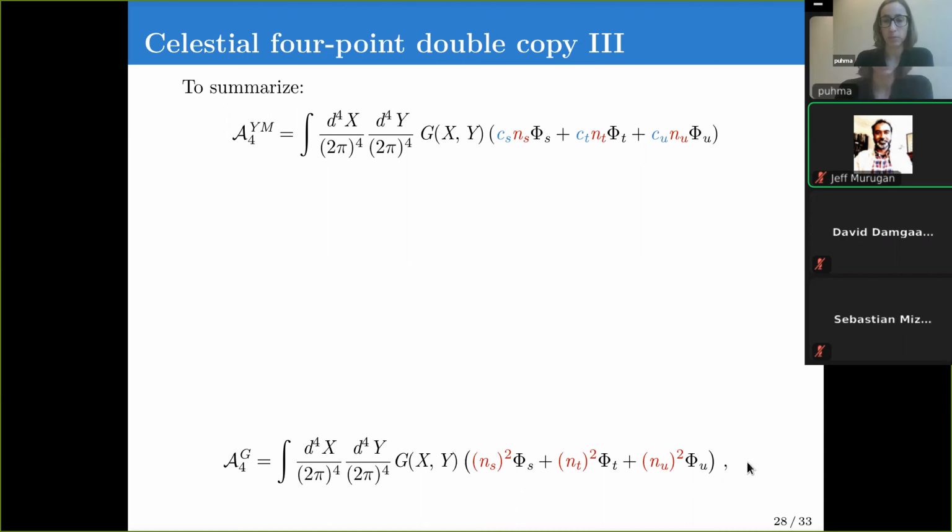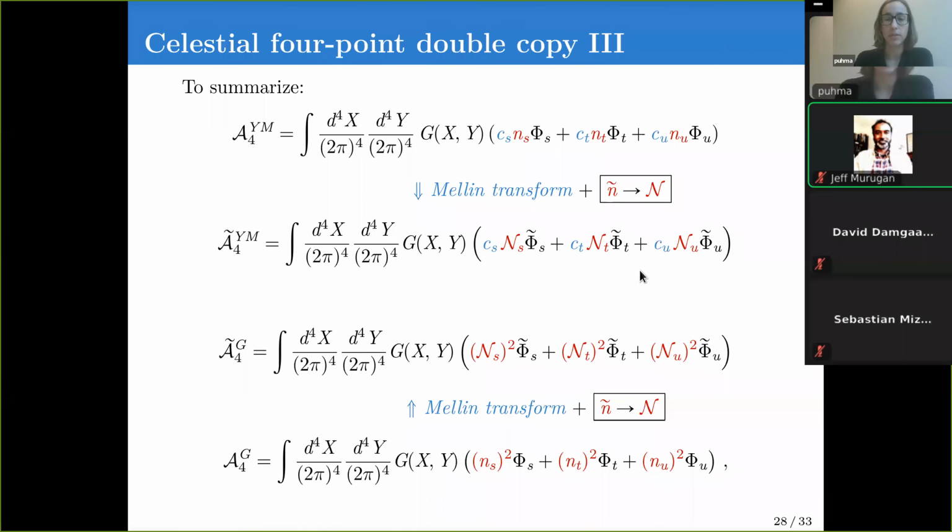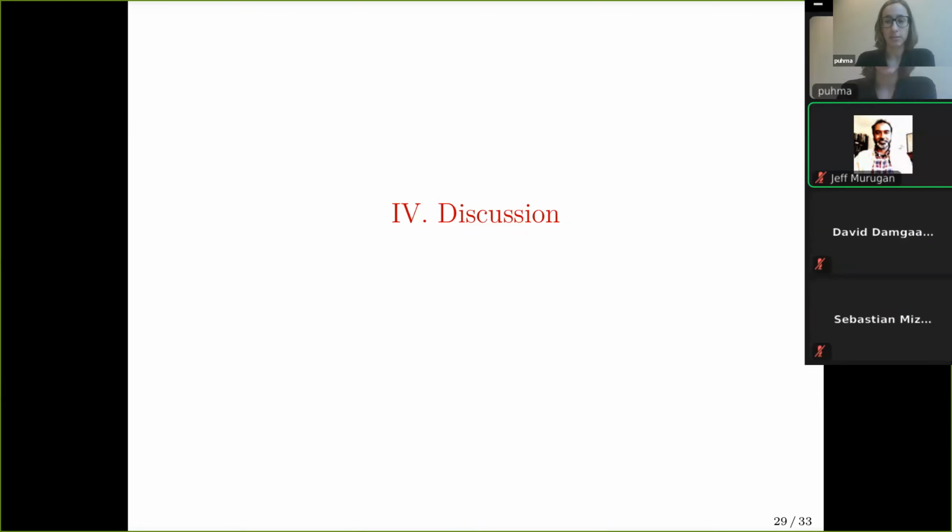Then what we did is we Mellin transformed, and we replaced these Mellin transformed numerators by operators, both for Yang-Mills and for gravity. That gave us the Mellin transformed Yang-Mills and gravity amplitudes, which now have operators acting on the scalar wave functions. And as you can see, the double copy consists in replacing the color factors by another set of numerator operators acting on the wave functions. Okay, so very nice. We have a celestial version of the double copy for 3-point and 4-point amplitudes.